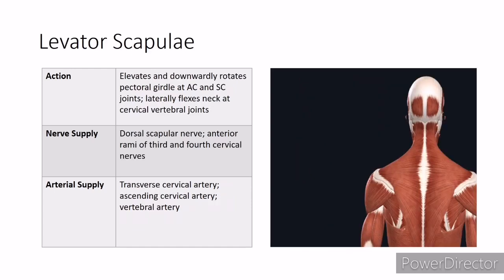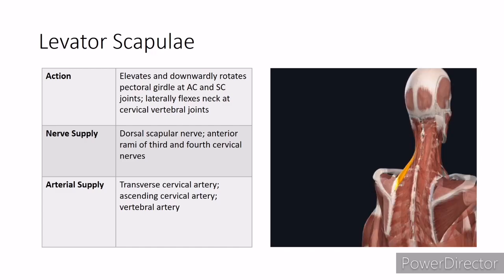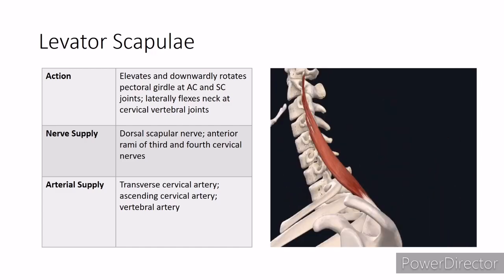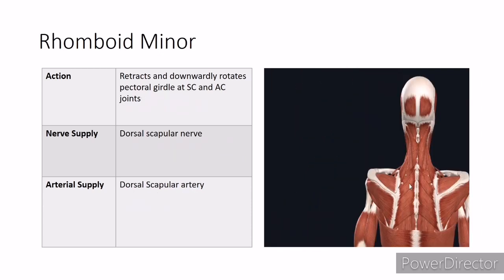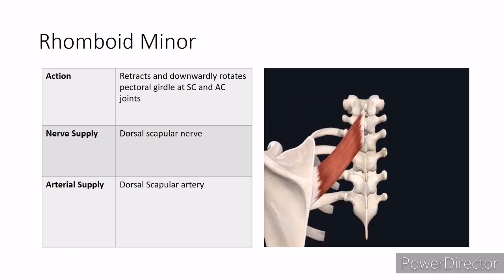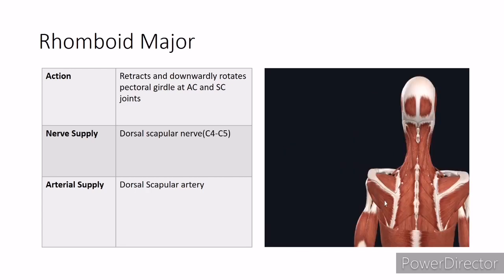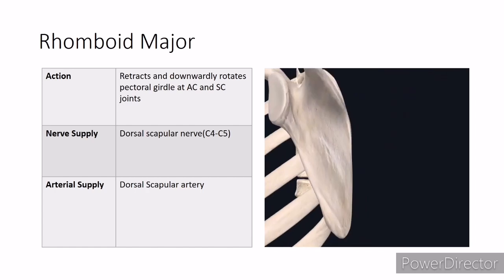The levator scapulae muscle elevates and downwardly rotates the pectoral girdle at the AC and SC joints. It is innervated by the dorsal scapular nerve, and its blood supply is the transverse cervical artery, ascending cervical artery, and the vertebral artery. The rhomboid minor retracts and downwardly rotates the pectoral girdle at the SC and AC joints. Its nerve supply is the dorsal scapular nerve and arterial supply is the dorsal scapular artery. We have the rhomboid major, which retracts and downwardly rotates the pectoral girdle at the AC and SC joints. It is innervated by the dorsal scapular nerve and is supplied by the dorsal scapular artery.